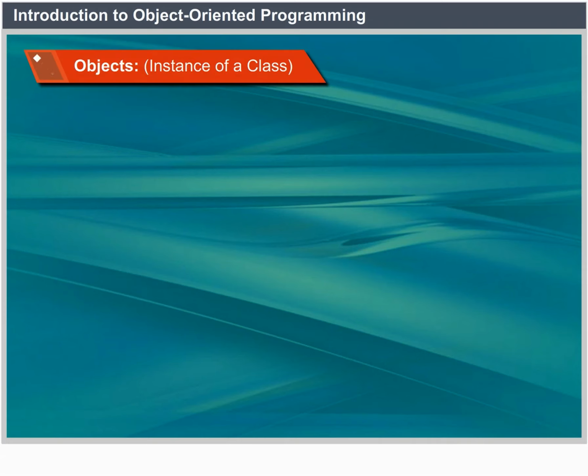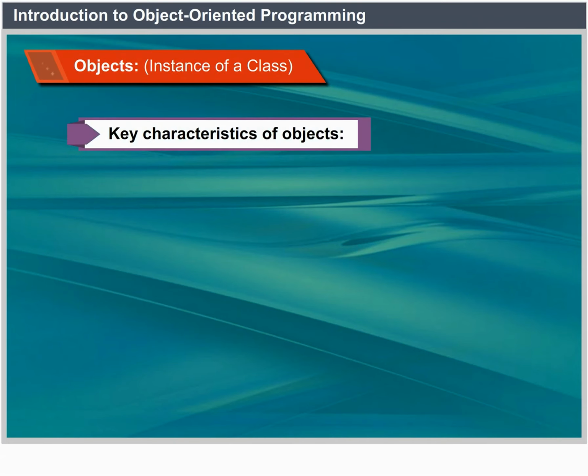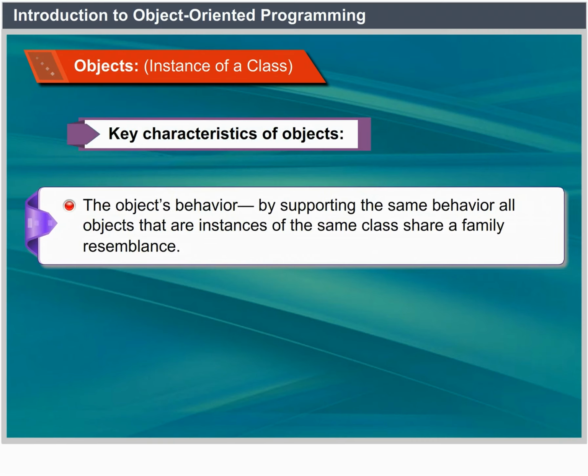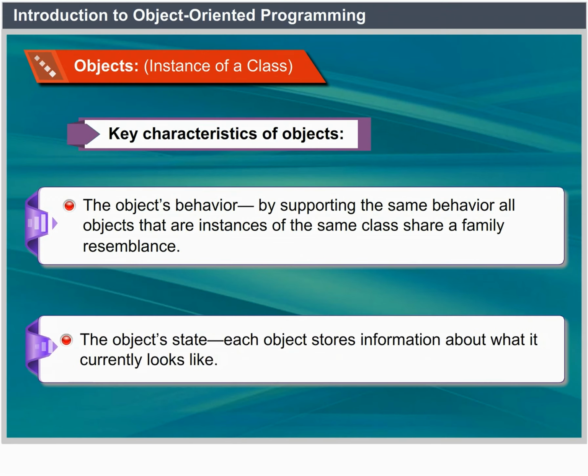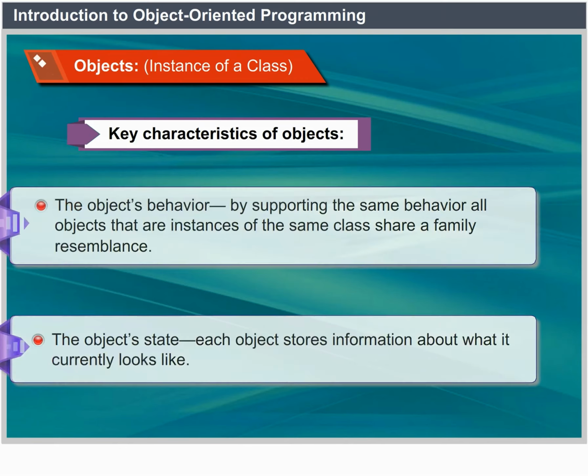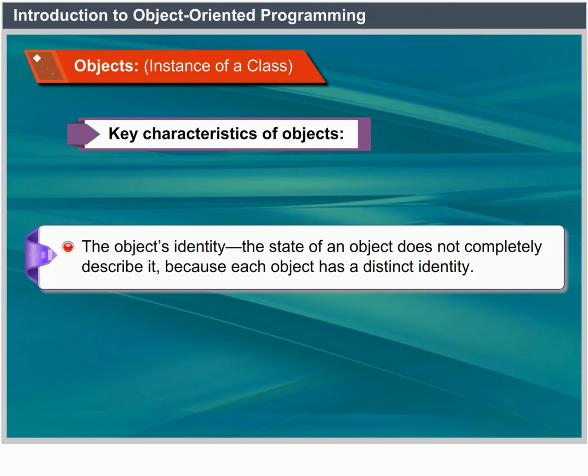Objects. Instance of a class. Key characteristics of objects. The object's behavior. By supporting the same behavior, all objects that are instances of the same class share a family resemblance. Object state. Each object stores information about what it currently looks like. The object's identity. The state of an object does not completely describe it because each object has a distinct identity.